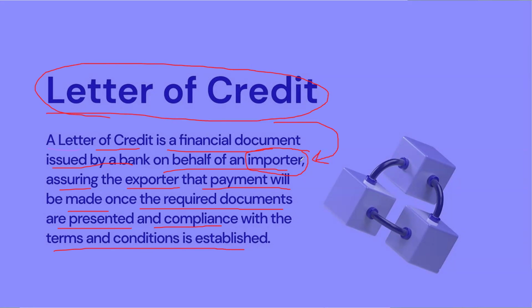So the importer will open the letter of credit and he will give the assurance to the exporter that the importer will make the payment. So why is the importer opening the letter of credit? He is opening the letter of credit to give the confirmation to the exporter that he will make the payment. So once the required documents are presented and there is compliance with the terms and conditions of the LC, as soon as all the things are complied with, the payment will be done. So this is a letter of credit.